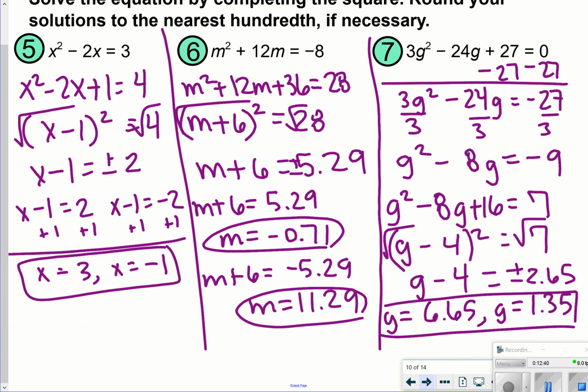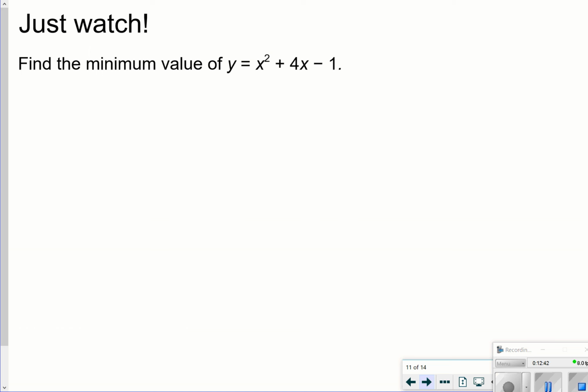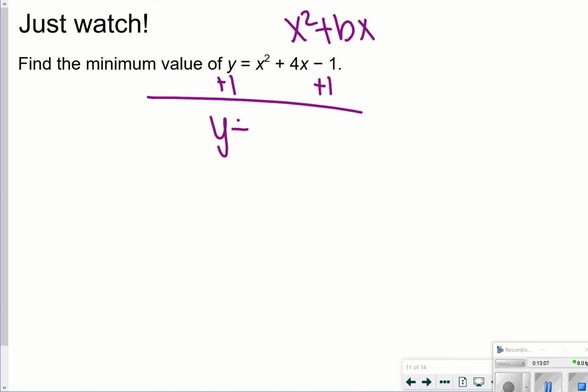The last thing we're going to talk about is how to find a minimum or a maximum. So what we're going to have to do here is go ahead and try to get them back still in the x squared plus bx form. And this kind of goes along with what we talked about in chapter 8 in vertex form and finding your vertex. What I'm going to do first is get this minus 1 away from these so I can complete this square. So I'm going to add 1 over here to y. So now I have y plus 1 is equal to x squared plus 4x.